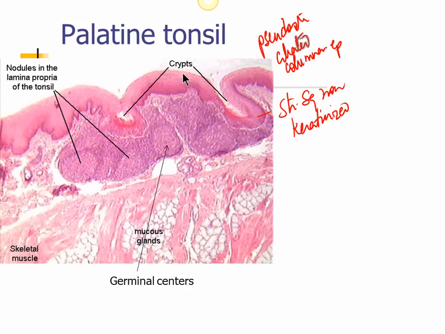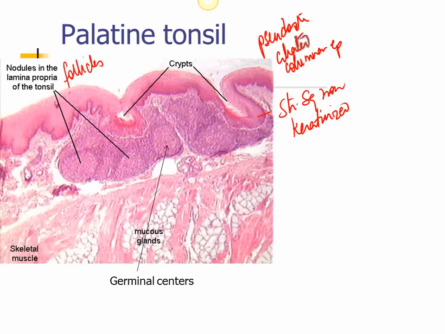There is no cortex or medulla, but just under the epithelium, all the lymphocytes and the macrophages get together, they aggregate, and they form these round structures which are known as lymph nodules, also known as lymph follicles.